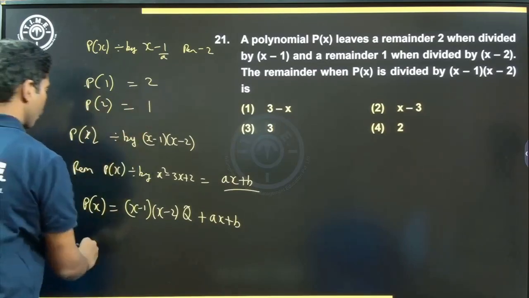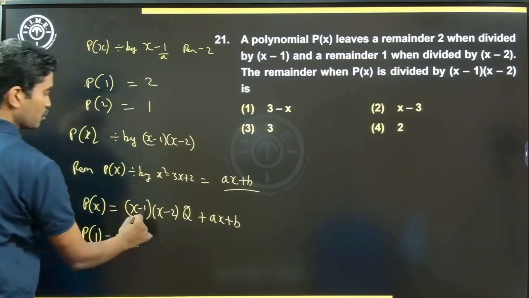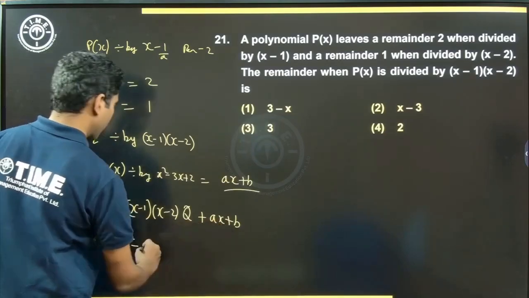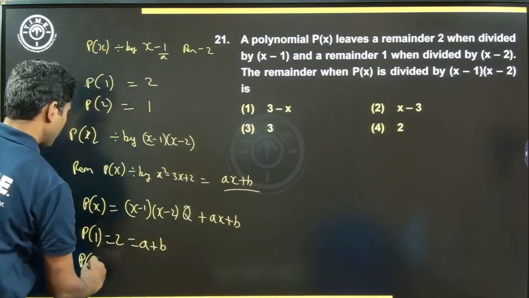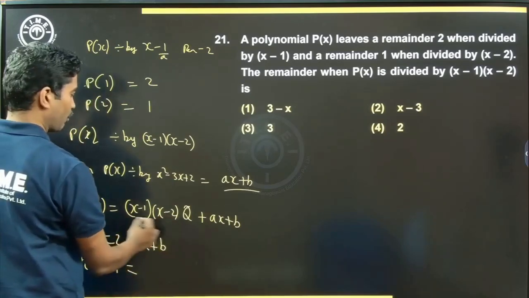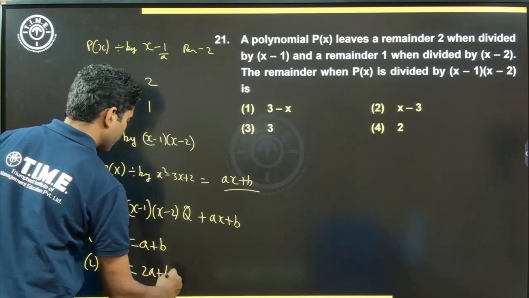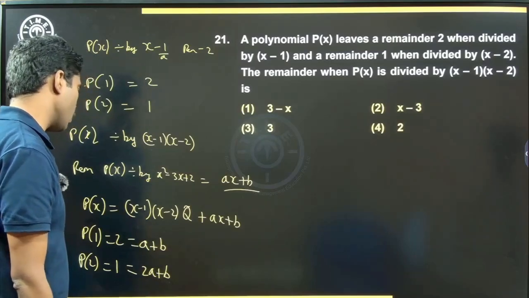P of 1 is 2, okay? P of 1 is equal to 2 is equal to, substitute 1 here, this whole thing becomes 0, substitute 1 here, 1 into a plus b equal to 2. Similarly, P of 2 is equal to 1 is equal to, substitute 2 in this equation, this whole part becomes 0, this becomes 2a plus b. A plus b is 2 and 2a plus b is 1.